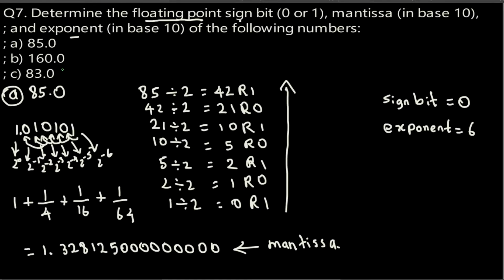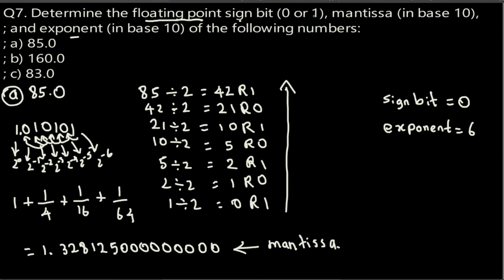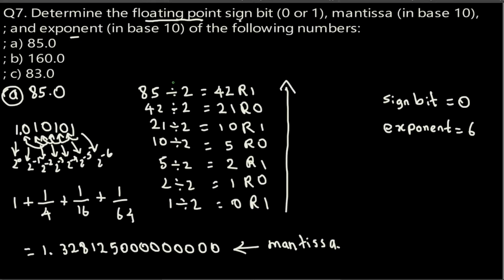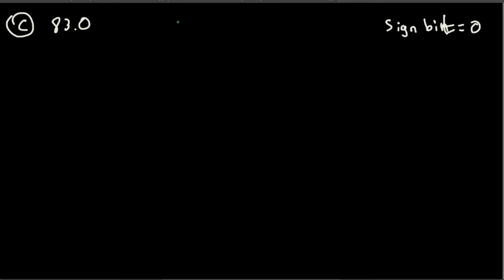In the C part, we have 83.0. Now again, what is the sign bit? Sign bit is 0 because it's a positive number. And then find out the mantissa and the exponent. I convert this one into binary.